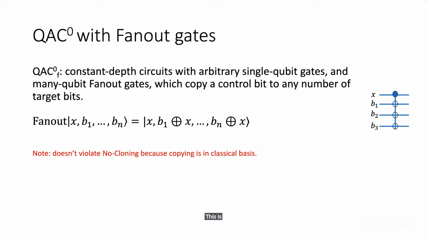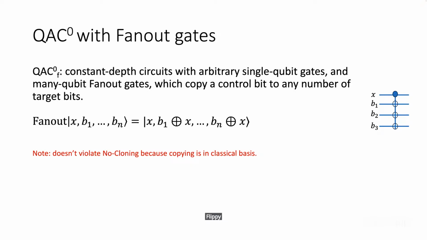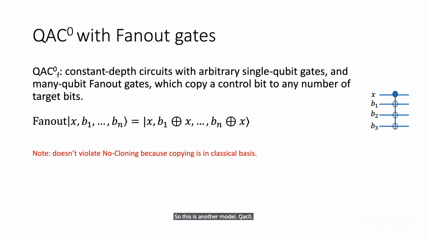Now, what is QAC0 subscript F? This is where I change the multi-qubit gate. Instead of Toffoli, I'm going to give you the ability to apply what's called a fan-out gate. It looks very similar, except it takes this first bit x and flips all the other bits based on x. It flips b1 by x, and so on for each target. Think of it as a gate that copies this single bit into many target qubits. Maybe this seems like not a valid quantum gate because it's not allowed to copy quantum information. But the important thing is that all the copying is done in the classical basis. So this is another model, QAC0 with fan-out.